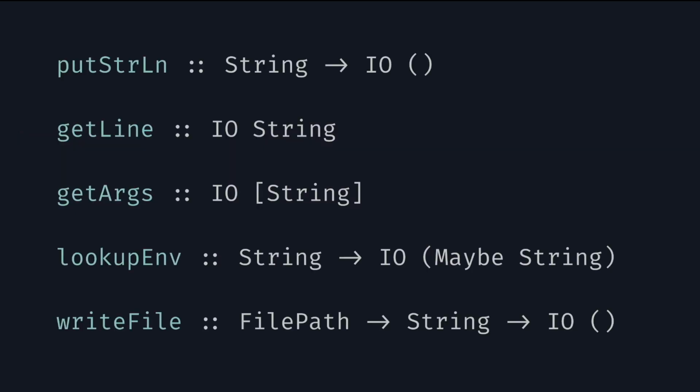Here are a few I/O operations and functions that return I/O operation. putStrLn takes a string and returns I/O of unit, getLine returns I/O of string, getArgs returns I/O of list of strings, and so on. Notice that each function returns an I/O of something, but what does it mean?